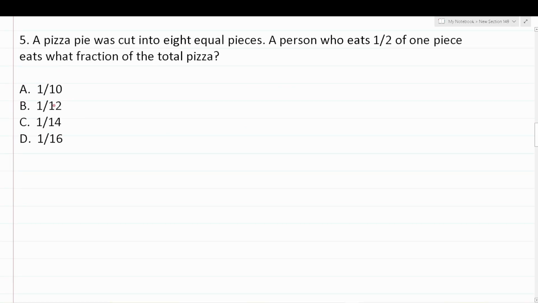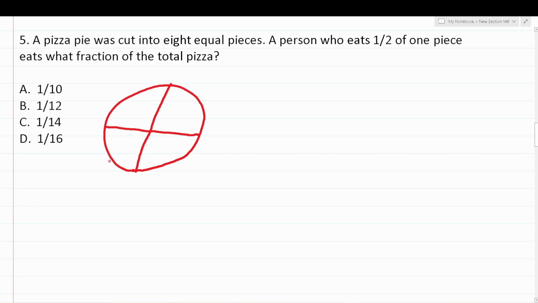So number 5 says a pizza pie was cut into 8 equal pieces. A person who eats 1/2 of one piece eats what fraction of the total pizza? All right, so we know we're dealing with a pizza here. What's more, we know our pizza is cut into 8 equal pieces.